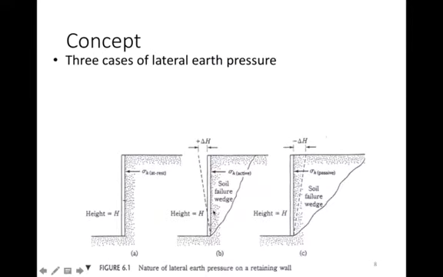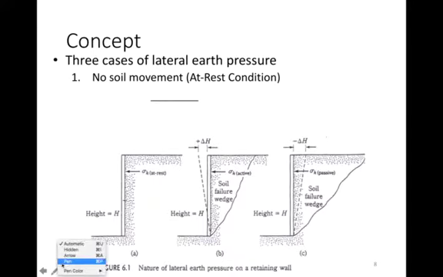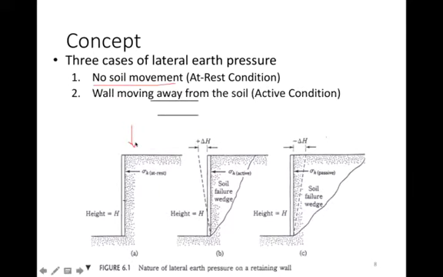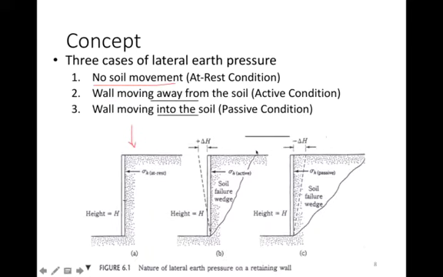So the three concepts we're going to talk about today are for lateral earth pressure. The first one is called the at-rest condition. That means that there's no soil movement. So at rest, nothing's moving. So that's going to be this first condition here. We'll talk about that one. Then we also have the wall moving away. So here, that's the second one. And then the third one is the wall moving into the soil.